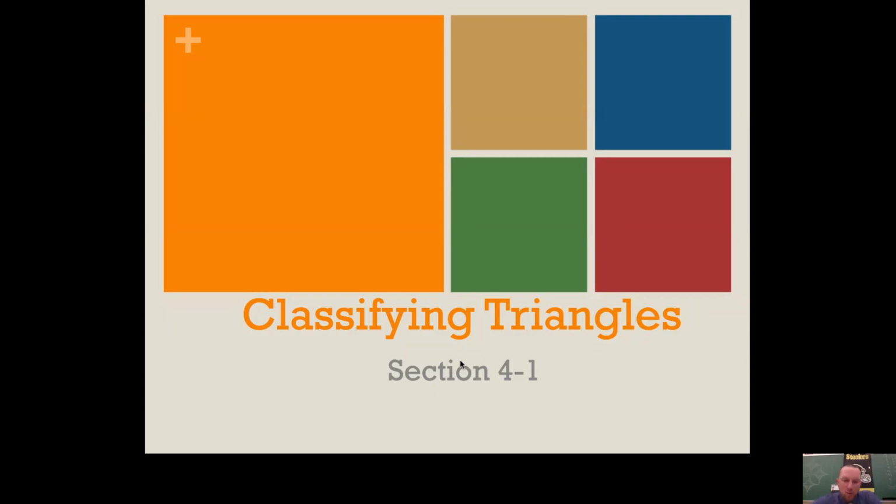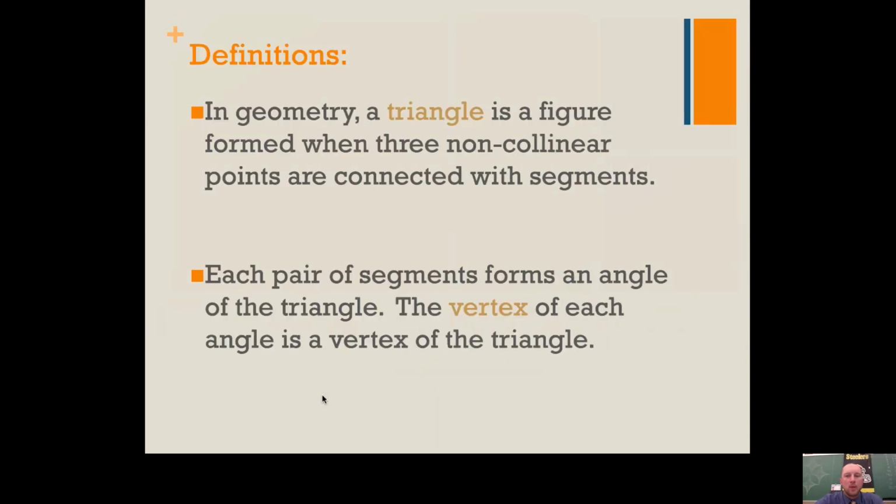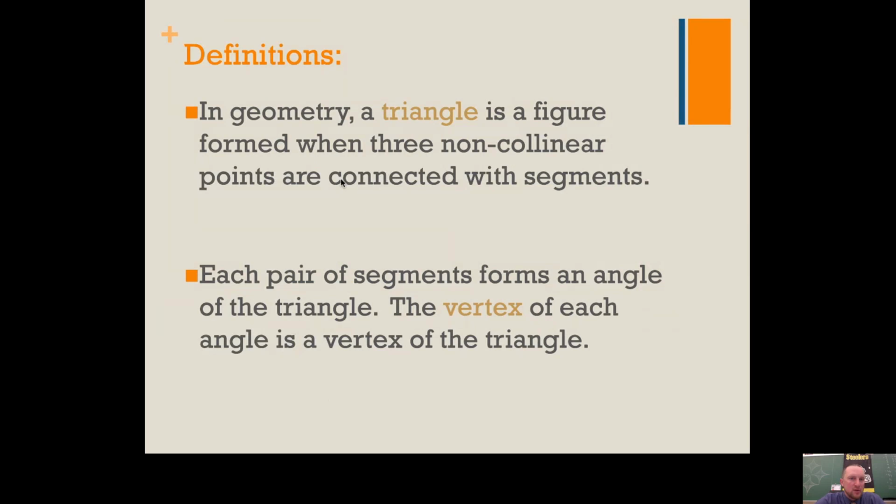This is section 4.1. It's on classifying triangles. In geometry, a triangle is a figure formed when three non-collinear points are connected with segments. Each pair of segments forms an angle of the triangle. The vertex of each angle is a vertex of the triangle.